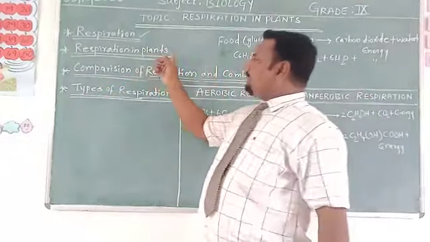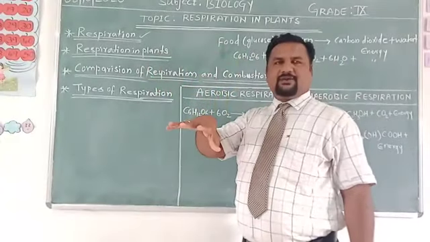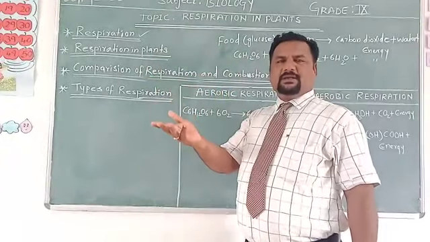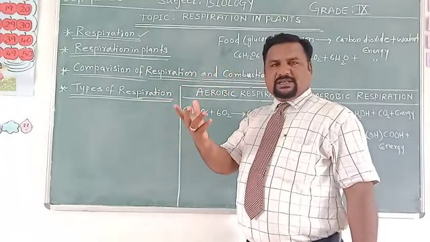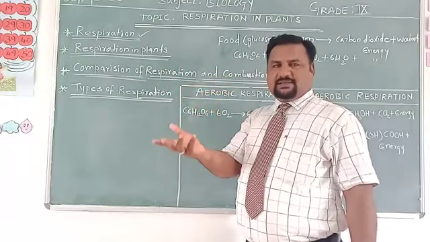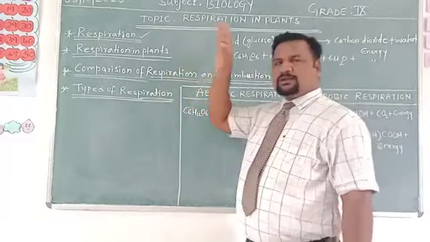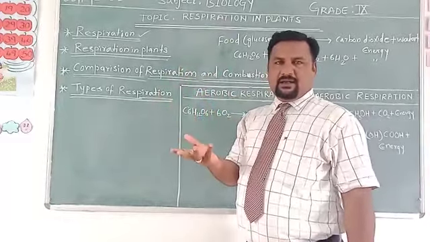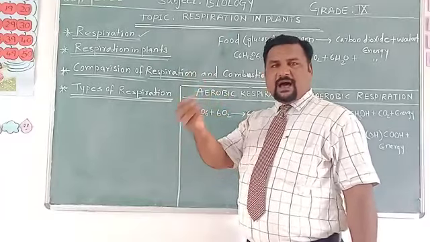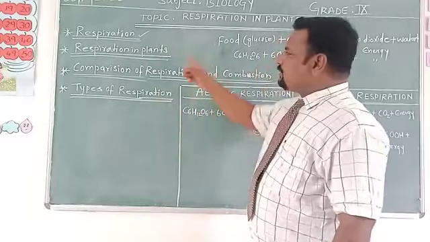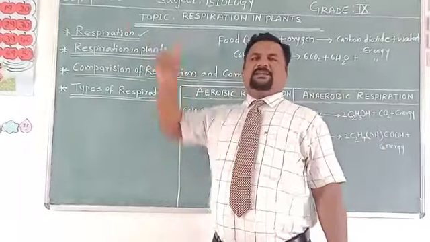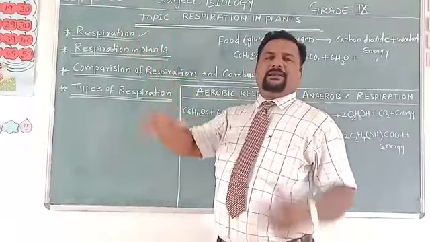So in respiration in plants, what happens? The oxidation of glucose. The energy which is stored in food is released. We say that respiration is the oxidation of food and release of energy.